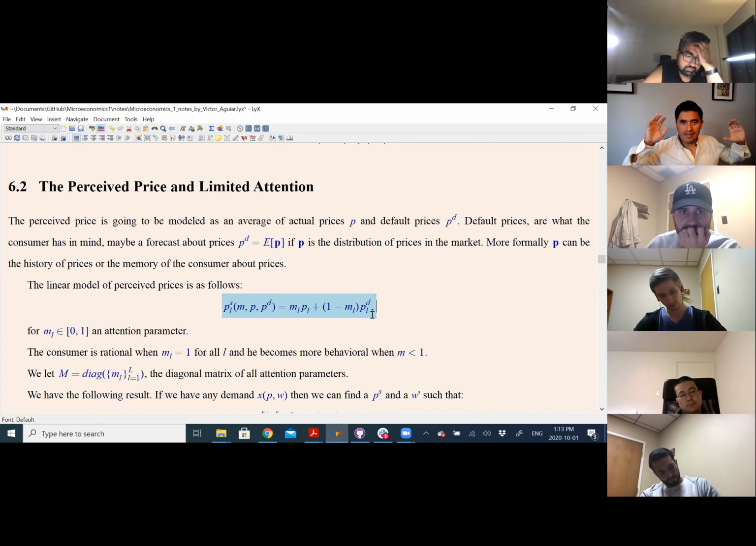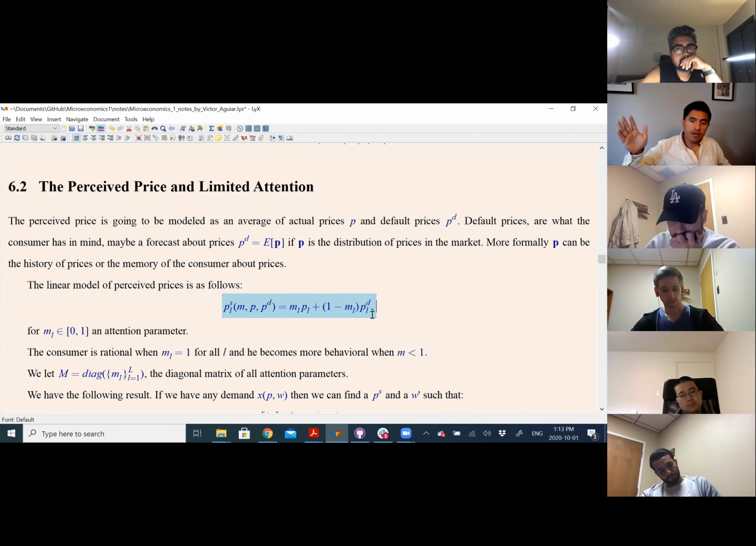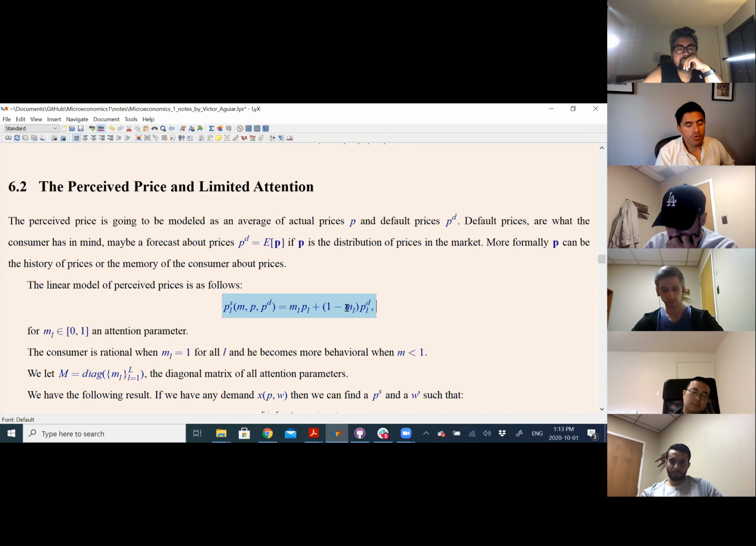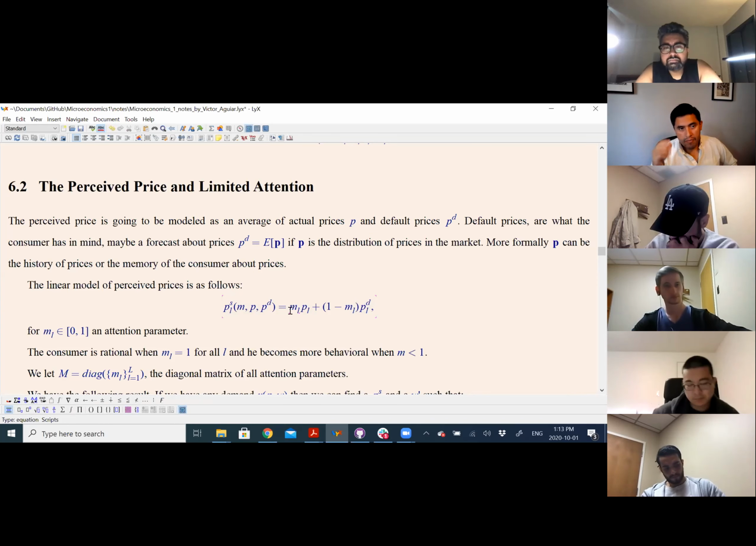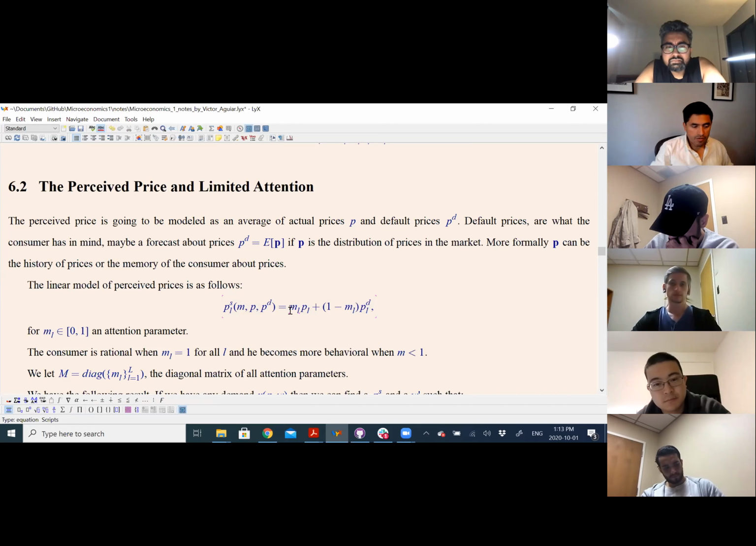This is a modeling decision Gabaix made. Gabaix says, look, you have some default and you have the true price. What is going to be the psychological price? It's going to be a weighted average of those. With respect to what weights? This m. So m is going to be a number between 0 and 1. When it's 1, you're rational. When it's 0, you are this agent that doesn't care about prices. You just go by your mind, or pick whatever you want and then keep going.